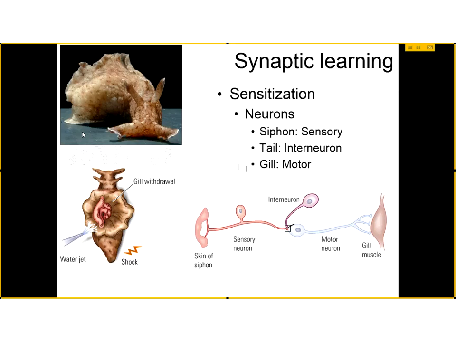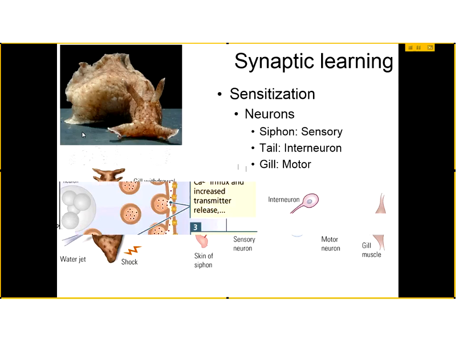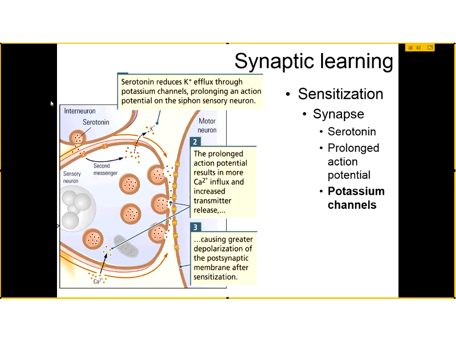So let's focus in on that synapse. Again, this figure is in your textbook. So here we have the interneuron. It's activated because we shocked the tail of the aplysia. We now are just going to apply a little bit of water to the siphon, and that's the sensory neuron here, and then we're going to be looking at what happens to the motor neuron.